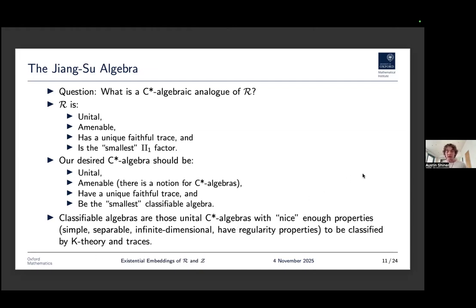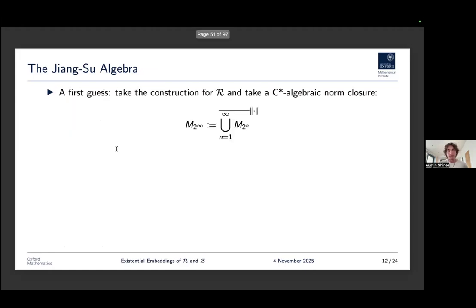If you don't know what K-theory is, it's a sort of topological invariant. It comes from the theory of vector bundles originally in the commutative case. And again, it's just an invariant that you can use to classify algebras. So when it comes to classifiable algebras, they will be my analog of II_1 factors. So what would a good first guess be?